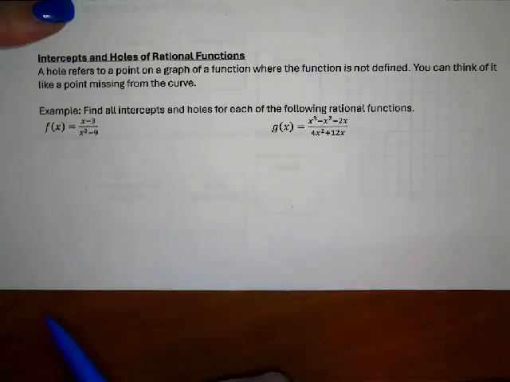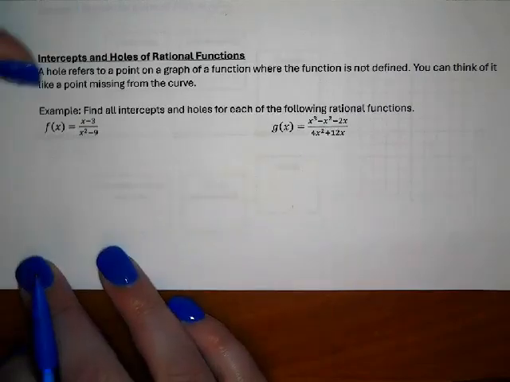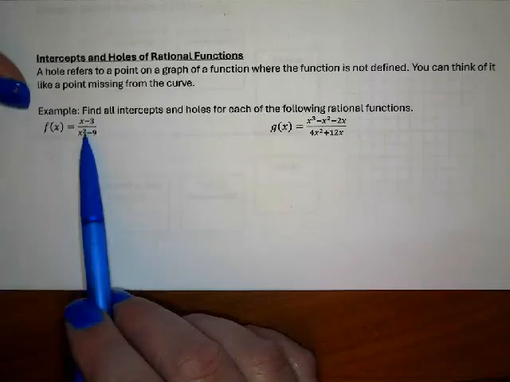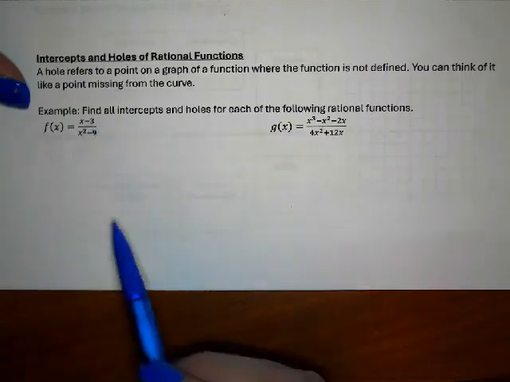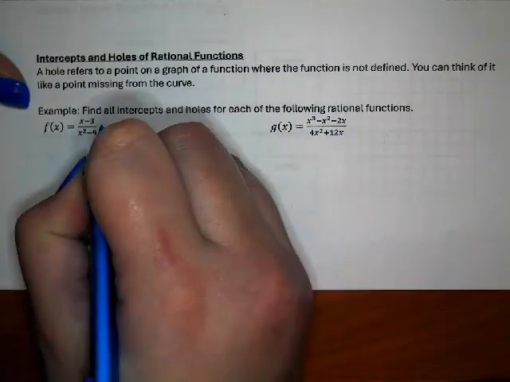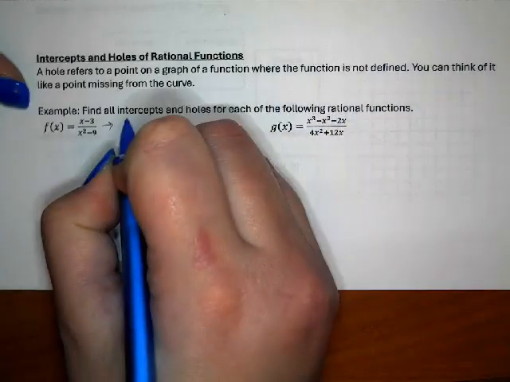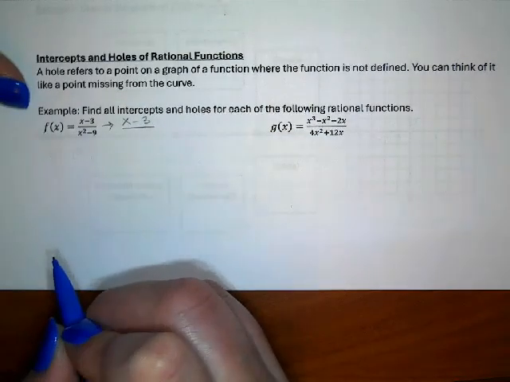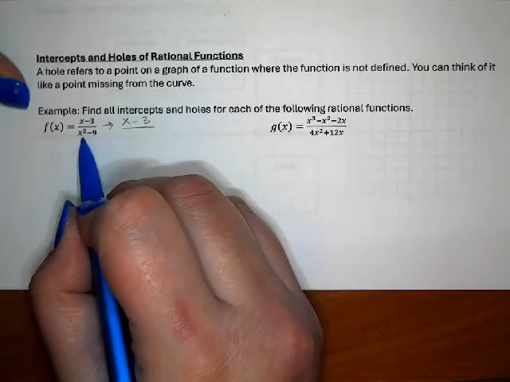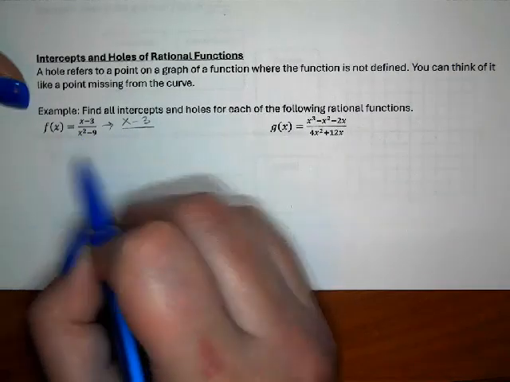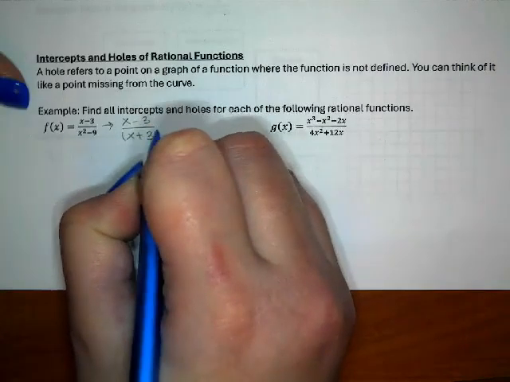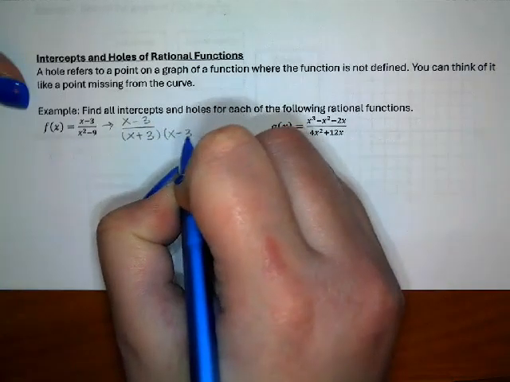And then we're also going to find the intercepts, and those are going to feel really similar to what we've done in the past. First, to find the holes of the graph, we have to take the equation of the rational function and look at it in factored form. For this first function, the numerator does not need to be factored, but the denominator is x squared minus 9, which we can factor using difference of squares. So that's x plus 3 and x minus 3.